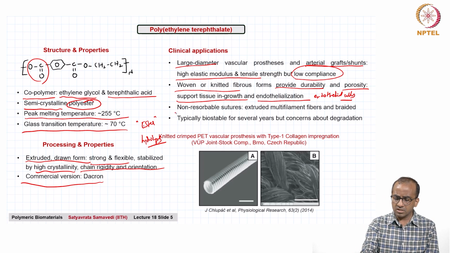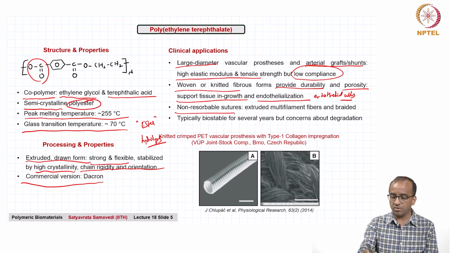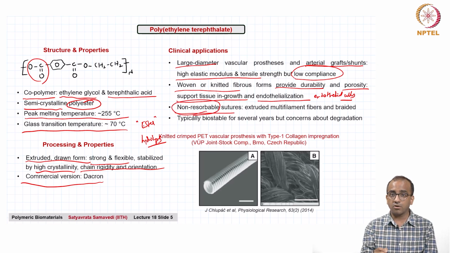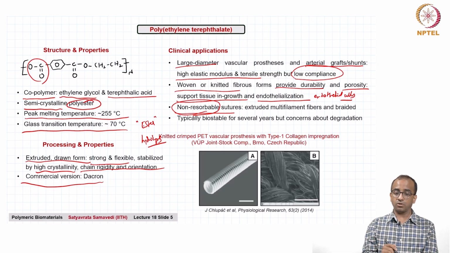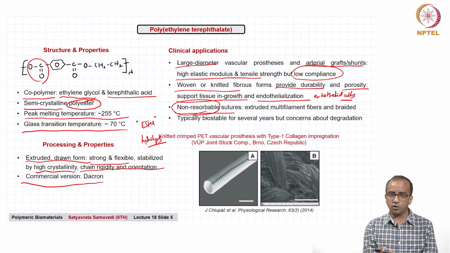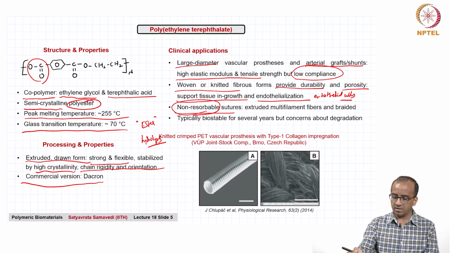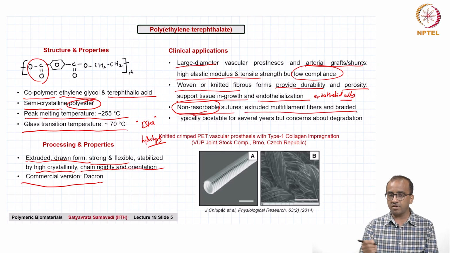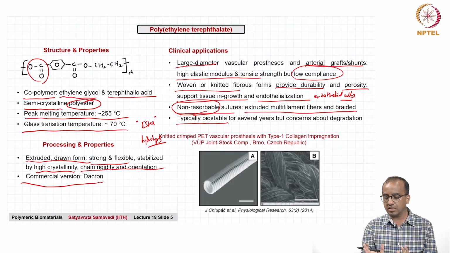They are also used as non-resorbable sutures, and note that they are not going to degrade very easily. That has to be connected to the structure, to a bit of hydrophobicity and to the crystallinity. And the sutures are typically extruded multifilament fibers and braided. The structure and the properties ensure that they are reasonably biostable for many years.